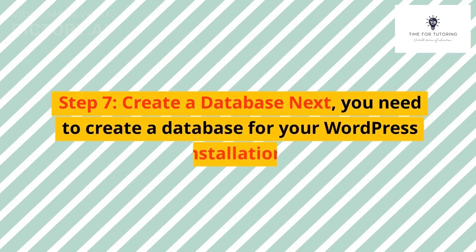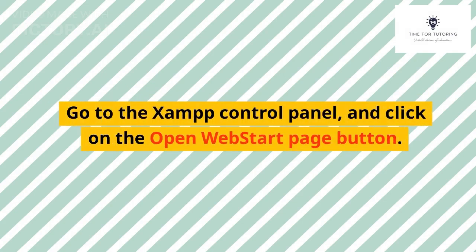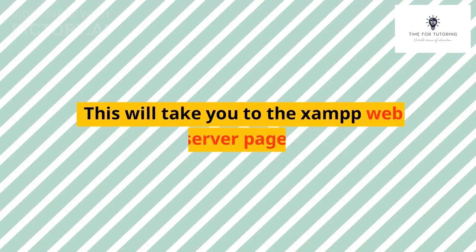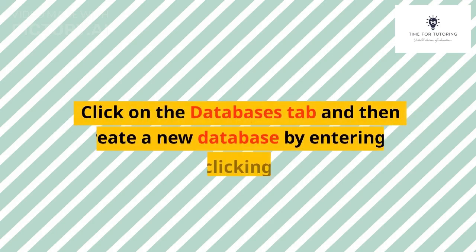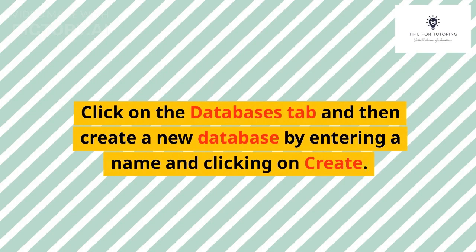Step 7. Create a database. Next, you need to create a database for your WordPress installation. Go to the XAMPP control panel, and click on the Open Web Start Page button. This will take you to the XAMPP web server page. Click on the phpMyAdmin link to open the phpMyAdmin page. Click on the Databases tab and then create a new database by entering a name and clicking on Create.